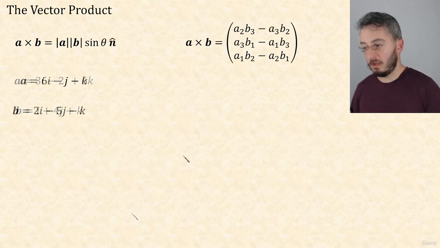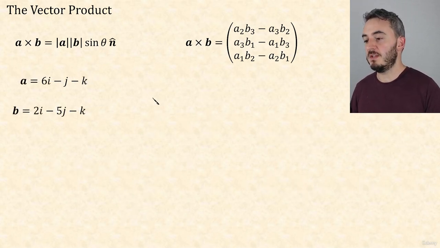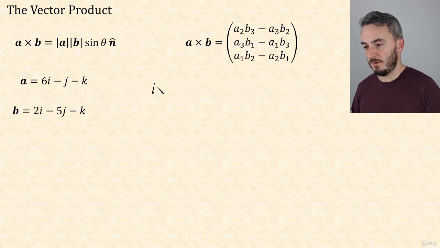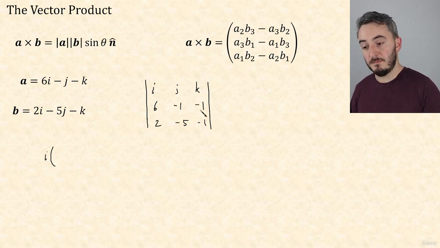Here's another one. So again, pause the video and try this one for yourself. Let's go ahead and find the vector product. So I, J, K, and then it's 6, minus 1, minus 1, 2, minus 5, minus 1. And we want the determinant of this. So that's I times minus 1 times minus 1, so 1, and then minus 5. 1 minus 5 is minus 4.